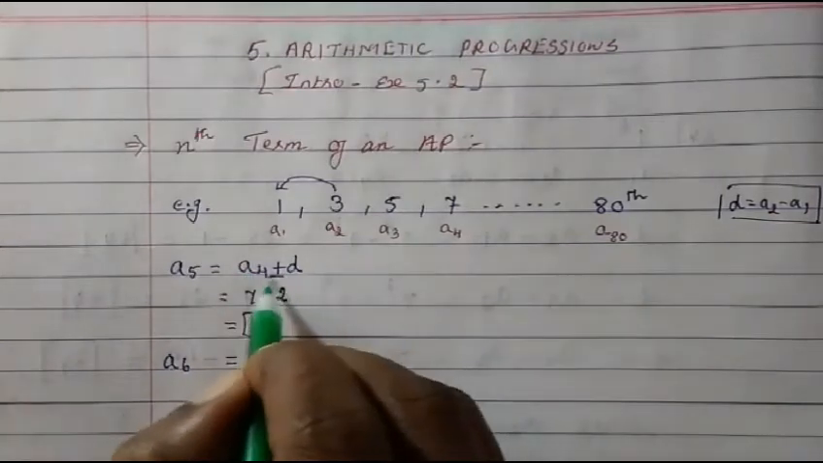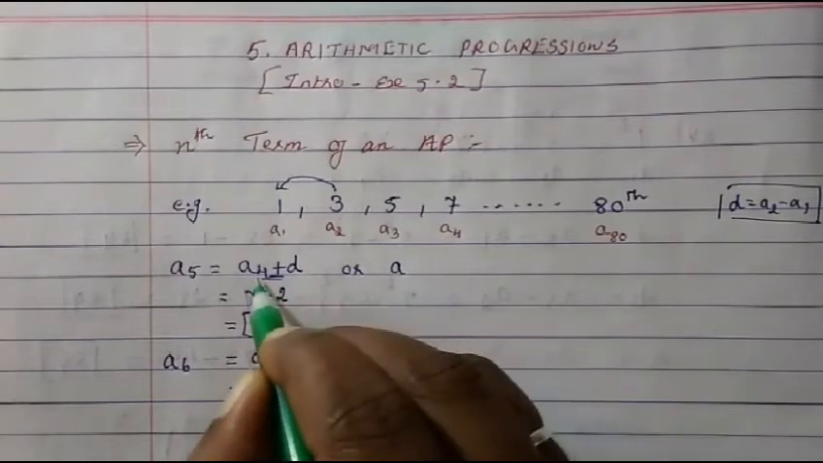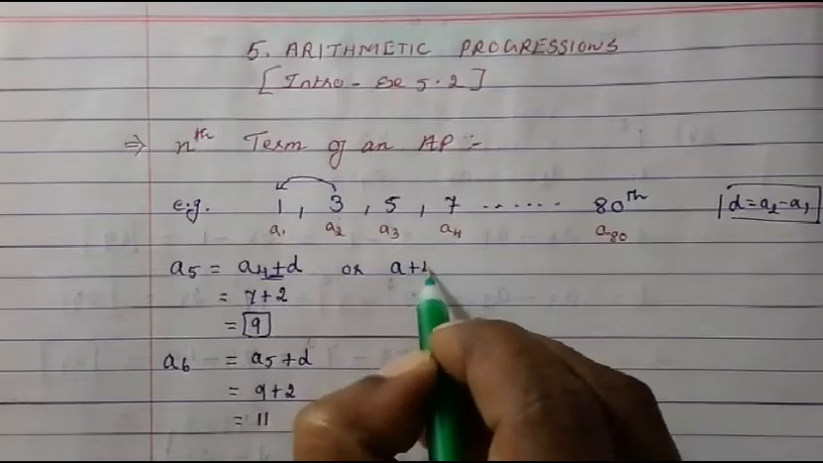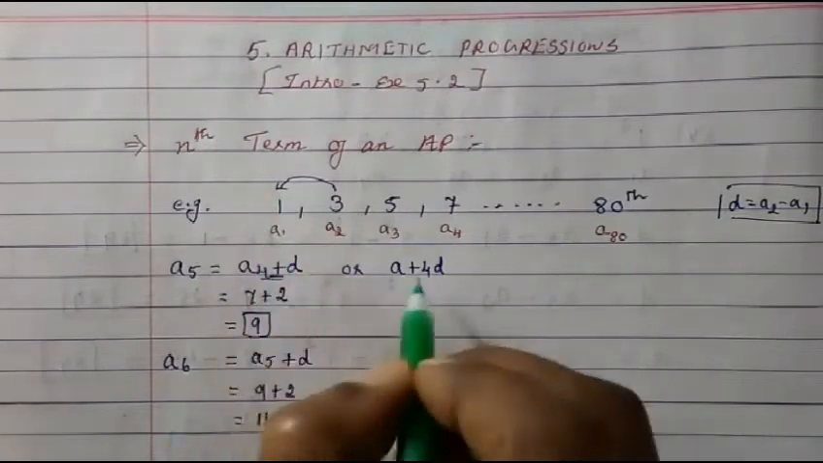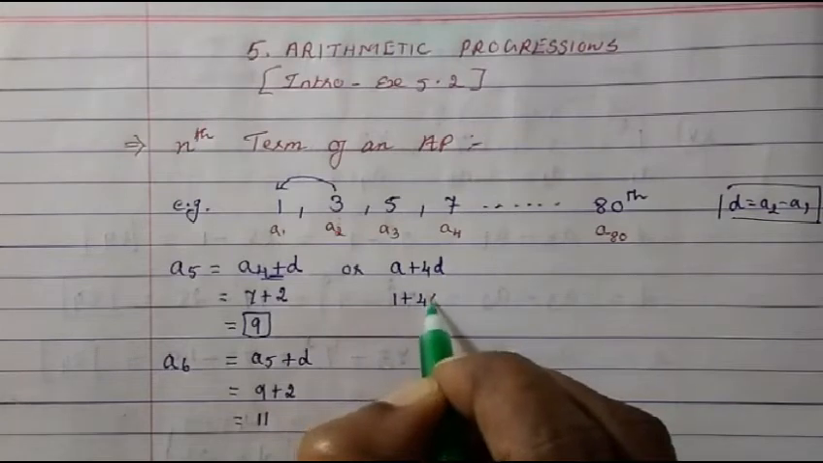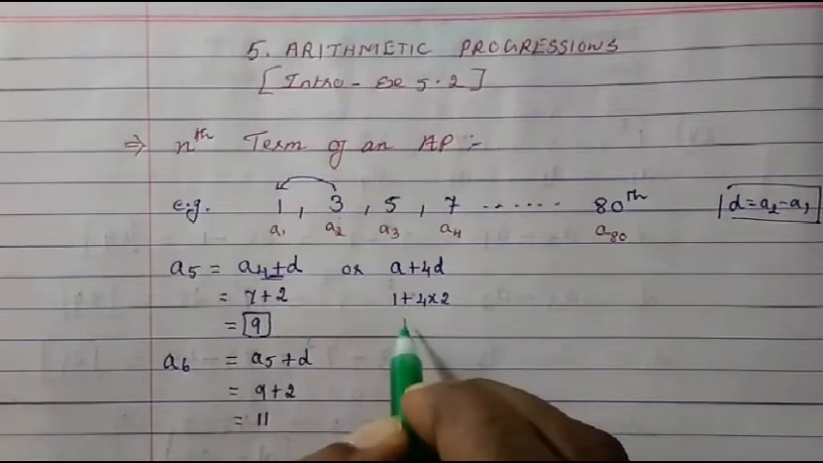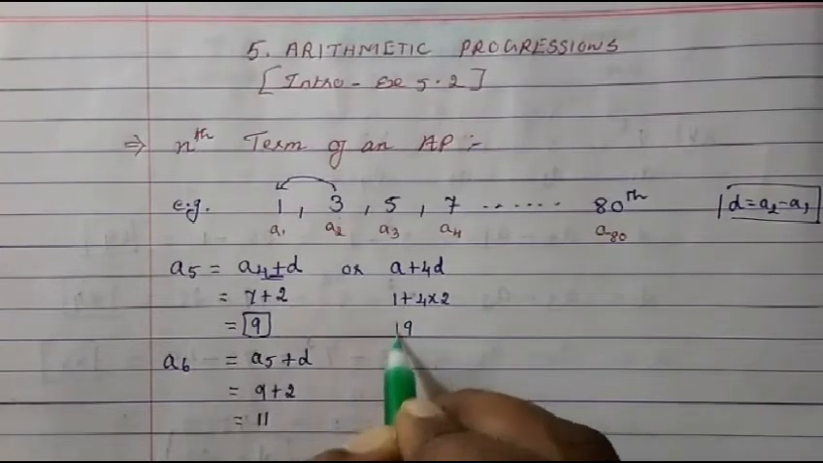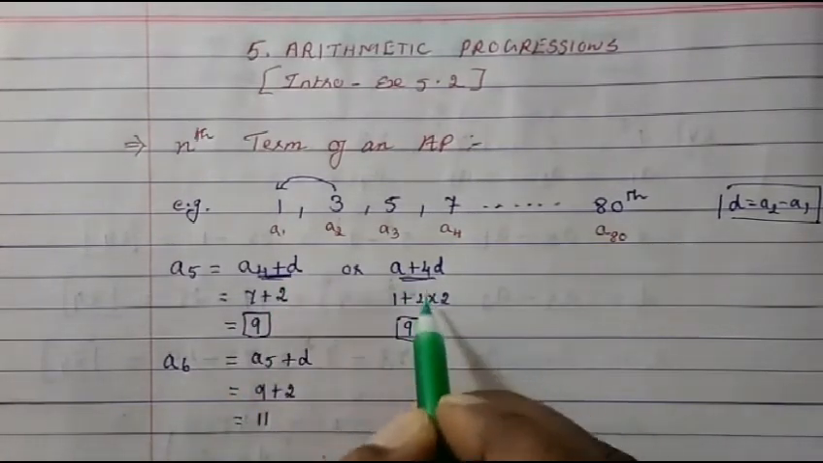Now this formula we can also write this way. I have told you that instead of A4 plus D, we can also write A plus 4 times D. A means the first term. So 1 plus 4 into D, which is 2. Then 1 plus 4 into 2 is 8. 8 plus 1, 9. You see? So we can use either this formula or this formula.